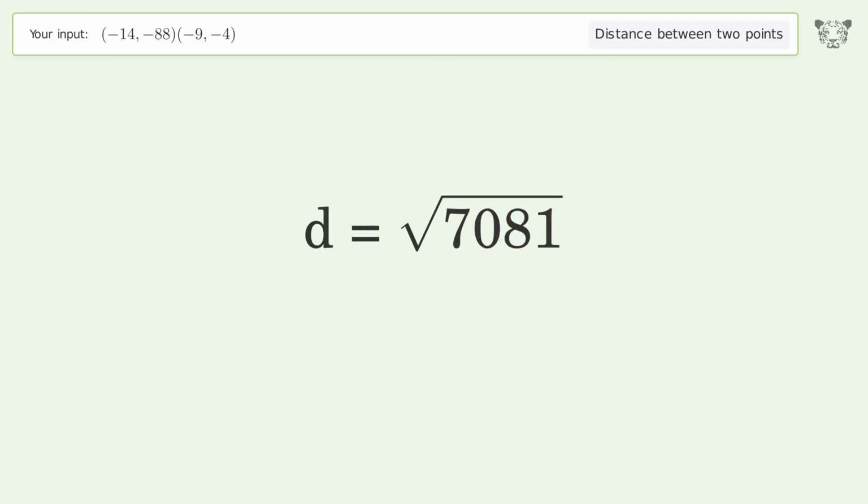And so the distance between the 2 points is the square root of 7,081 or 84.149.